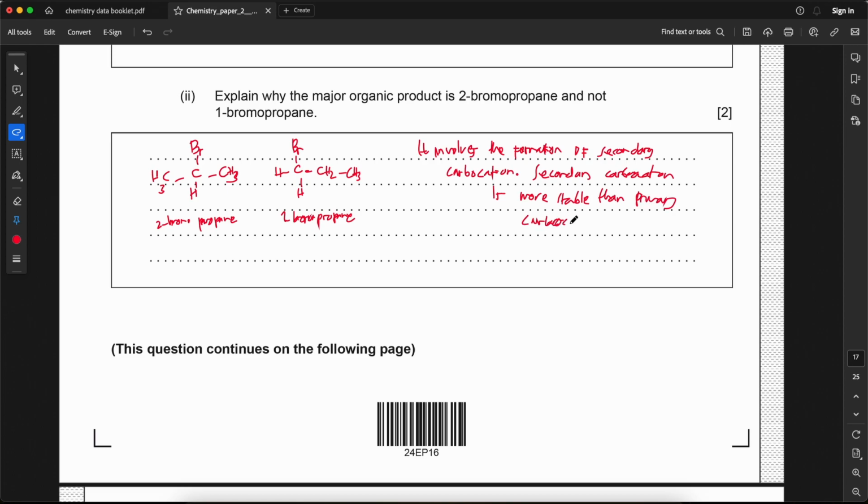carbocation. So secondary, if it's the C attached to 2 alkyl, but for this one attached to this CH2, only 1 alkyl, so it's primary. If it's 2, secondary. If this one CH3, that would be tertiary. Tertiary carbocation is more stable than secondary. Secondary is more stable than primary. That's why the major organic product comes from the carbocation intermediate that is more stable, which is secondary compared to primary carbocation.